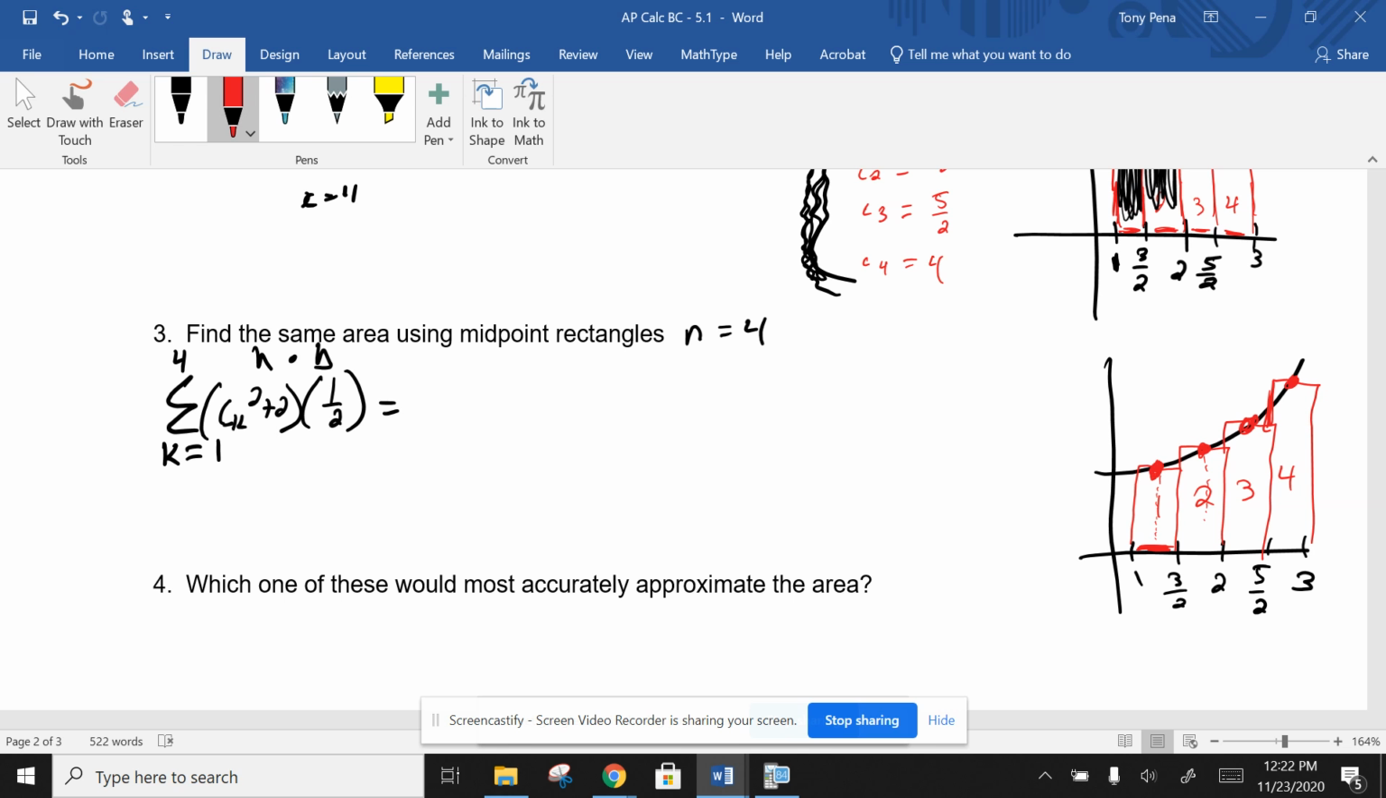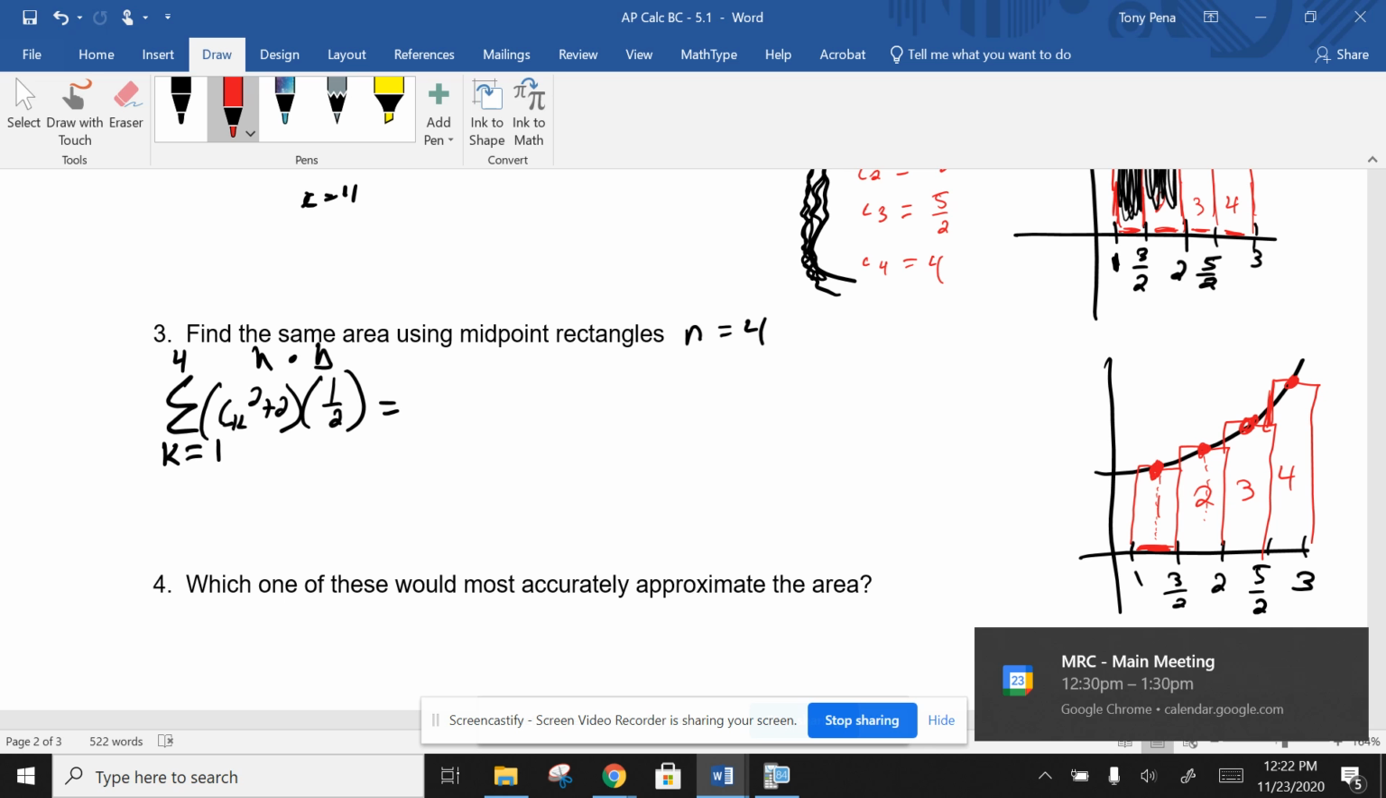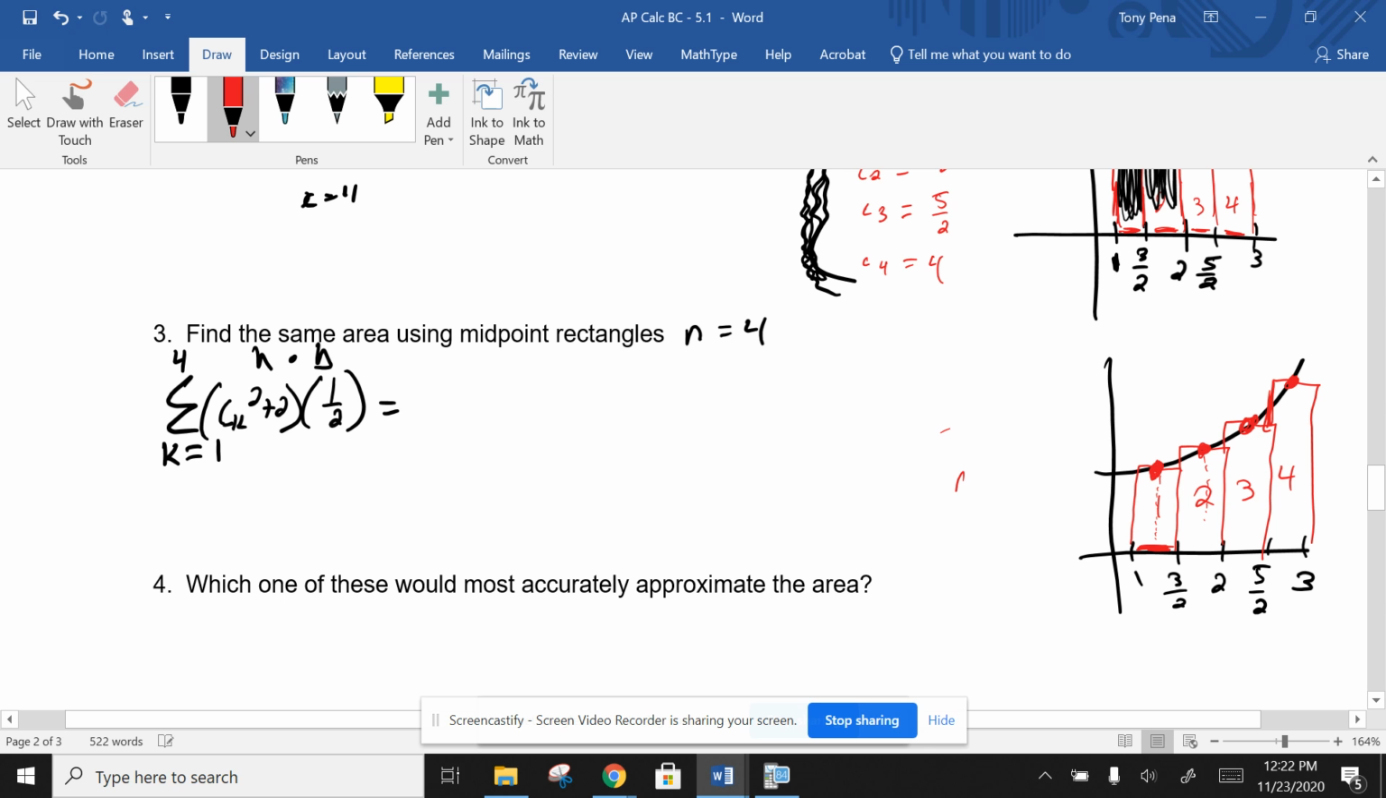The only thing that changes now when we start using different types of rectangles are the x coordinates that I'm now going to use to figure out the height of all of these. So what we now have to do, the reason this takes a little bit more work, although these are hopefully good numbers for us to work with, this first c value right here should be the number that's directly in the middle of 1 and 1.5. All right, so between 1 and 1.5 here should be 1.25.